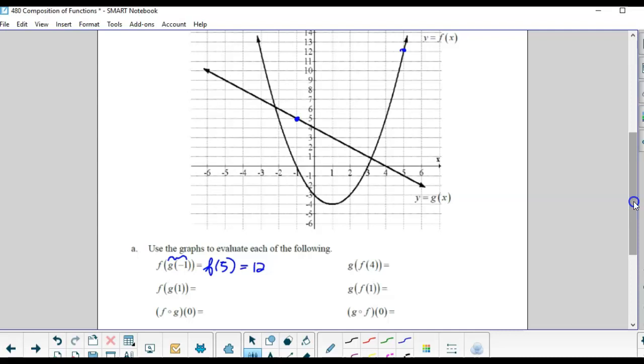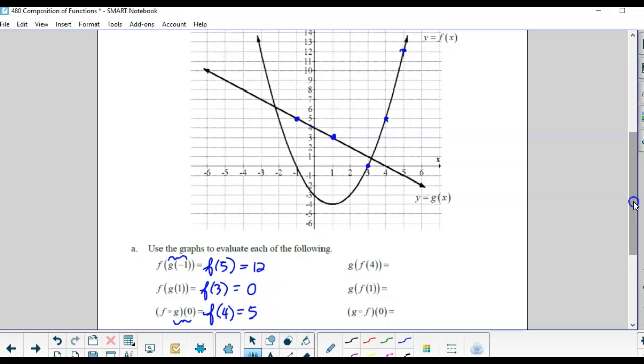Then g of 1 is 3. So this is going to be f of 3. And then on f, when x is 3, y is 0. Different notation, same thing. It means f of whatever g of 0 is. So when x is 0, on g, I get 4. So when x is 4, on f, I get 5.